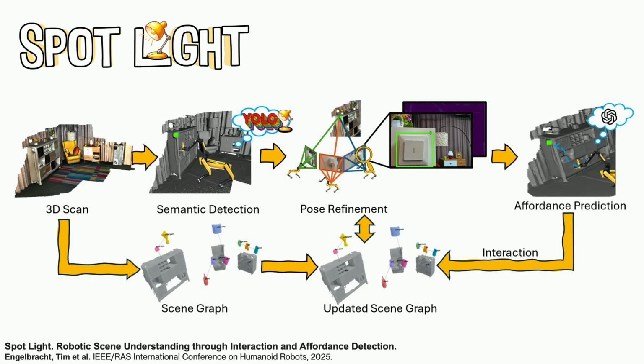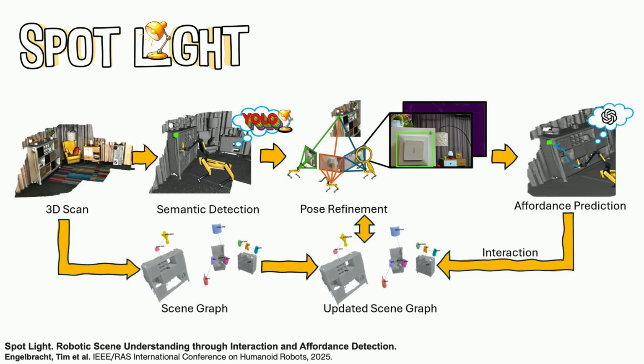Spotlight still has the same starting point, but in this case, we have the moment zero. From that 3D scan and the instance segmentation, we create a scene graph. That scene graph is our static initial assumption. And then from there, in this case, we're trying to find light switches. So we find the light switch semantically.